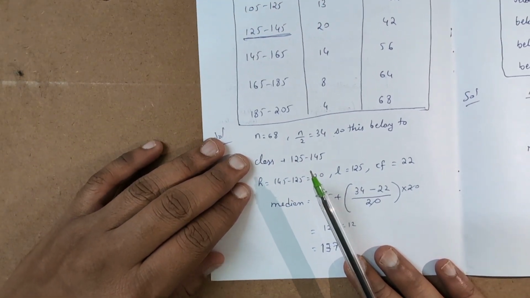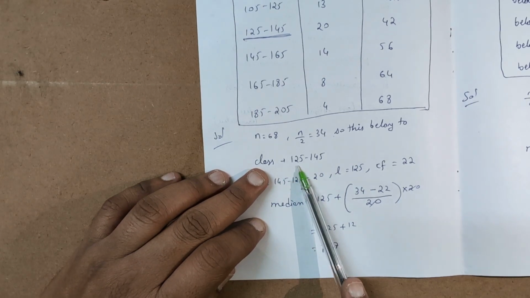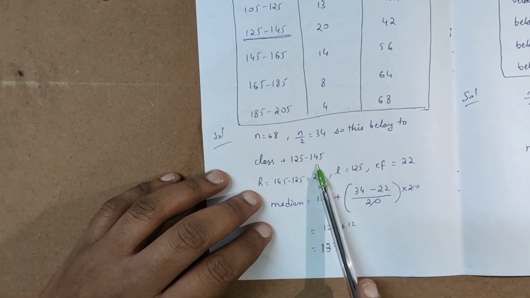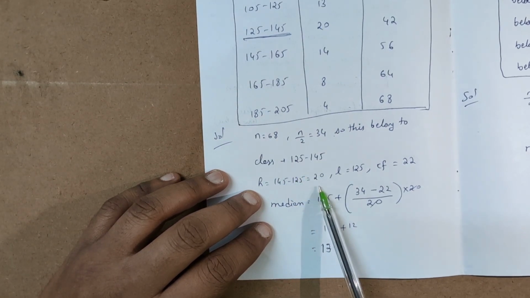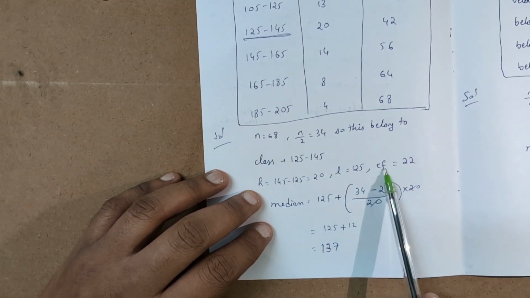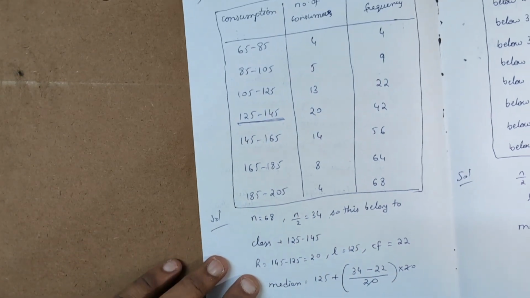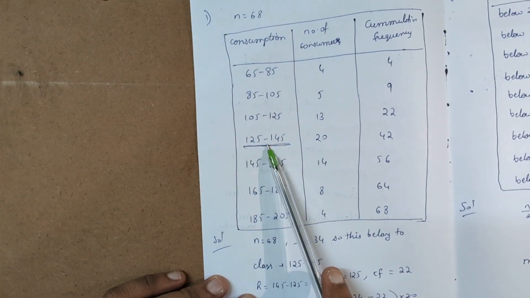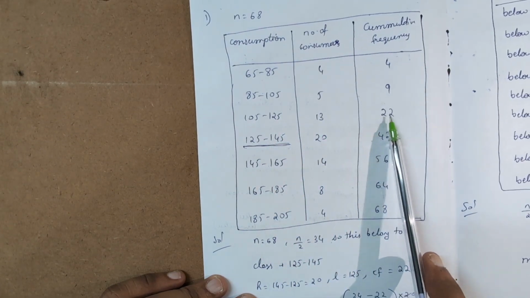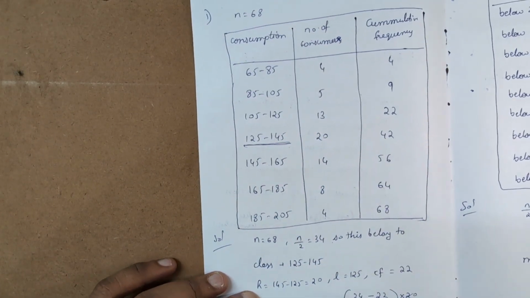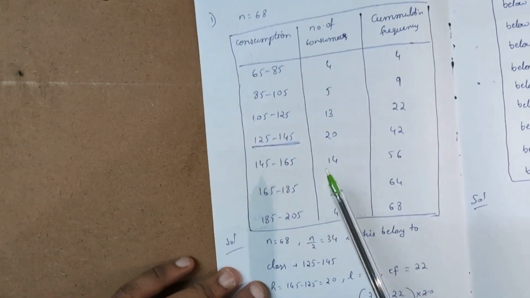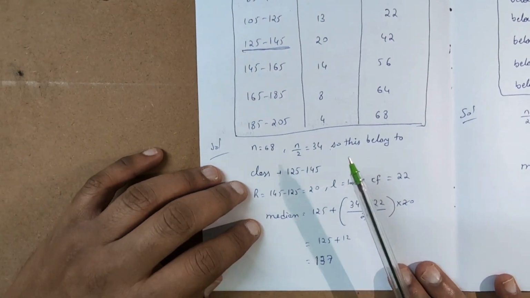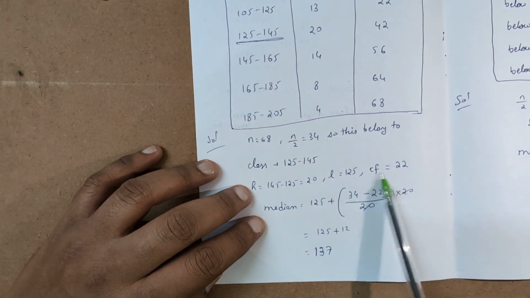So let's apply the exact values. The class we got is 125 to 145. The h value is the subtraction of these two, that is highest minus lowest: 145 minus 125 equals 20. L is 125. Cf, as I mentioned, is the cumulative frequency of the class preceding our median class. Our median class is this one, so the cumulative frequency of the class preceding it is 22. Whereas the f value is the frequency of the median class, which is 20. So we got all the values, L, Cf, and the others.